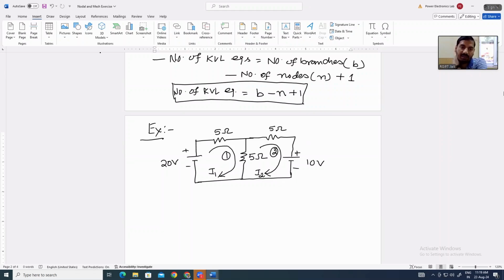What is the next step? Apply KVL. Not KCL; KCL will be applied at the node. In the loop, we will apply KVL so that the algebraic sum of voltages, meaning source voltages and all voltage drops, must be equal to 0. Right?